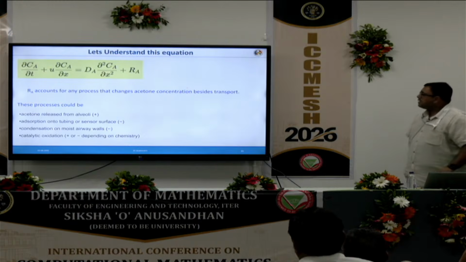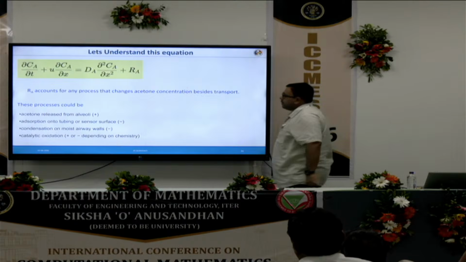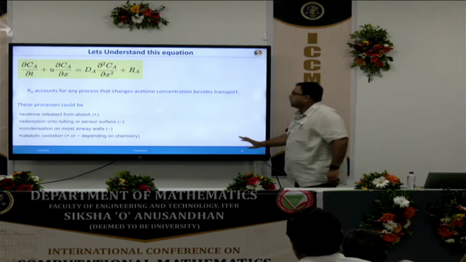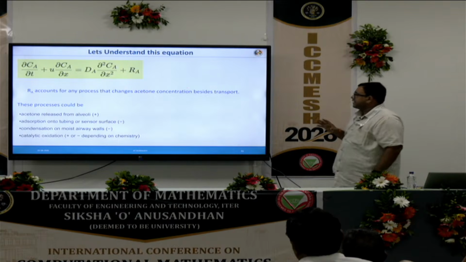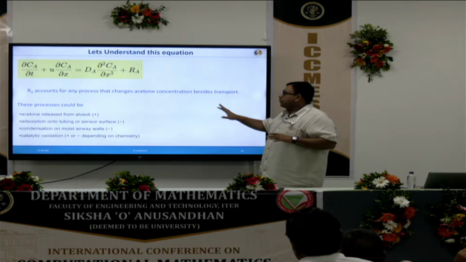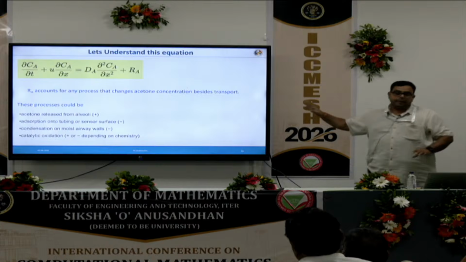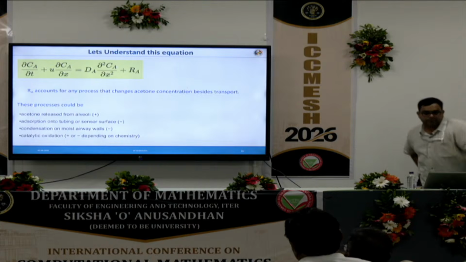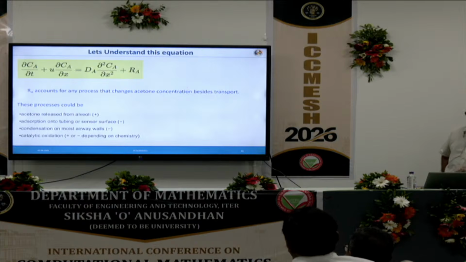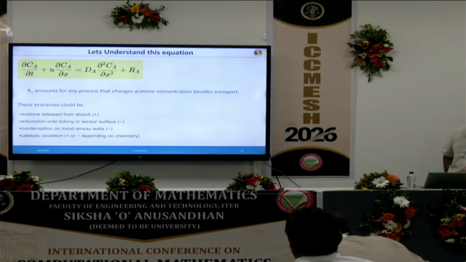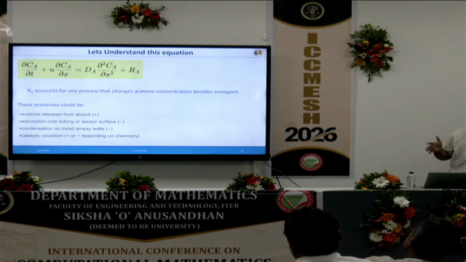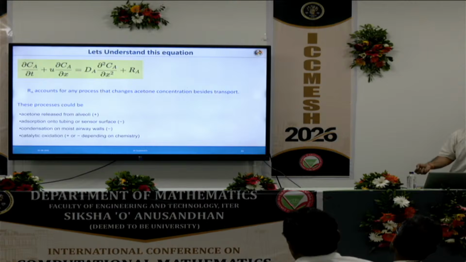One term that I have not discussed here is the R_A. We have to consider this because it accounts for any other process that changes acetone concentration besides this kind of transport. Now this could be because of multiple reasons. It can be additive as well as subtractive in nature, like acetone released from the alveoli will be an addition, while the adsorption onto the tubing and surfaces is actually negative. I mean, it is decreasing the concentration. So acetone was carried from the point it has been released to the sensor point, and on the way it is getting adsorbed at the different surfaces. So it is basically decreasing the concentration. Similarly, there are other ways.